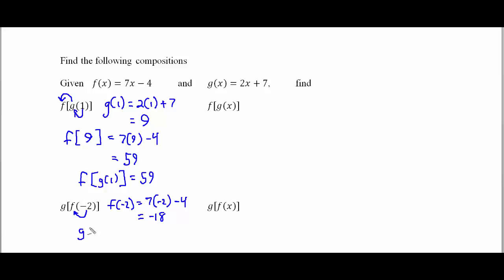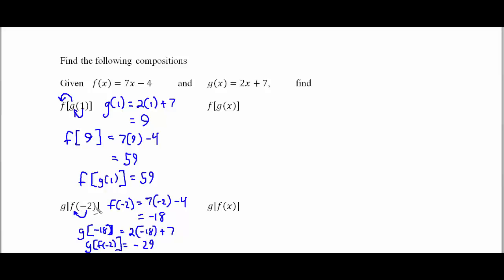So now what I'm going to do is I'm going to have my g of f of negative 2, which is g of negative 18. And whoops, I should use a bracket there to keep consistent. And now that I have a negative 18, I'm going to plug that negative 18 into every instance of x in g. So this is going to be 2 times negative 18 plus 7. Now, negative 18 times 2 is negative 36, and negative 36 plus 7 is negative 29. So my answer for the problem, my g of f of negative 2, is equal to negative 29.